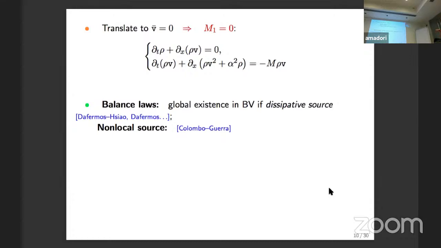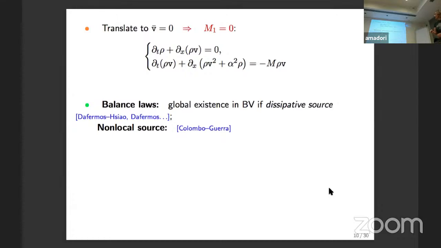And in particular, in order to analyze this system, we may assume small data or decaying data, as was mentioned yesterday by Fermos in the talk. Let me also mention that since we started with a system with a non-local source term, there are also the results by Colombo and Guerra concerning non-local source terms. However, we cannot apply them directly here to global dynamics.